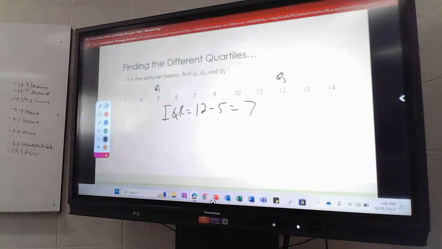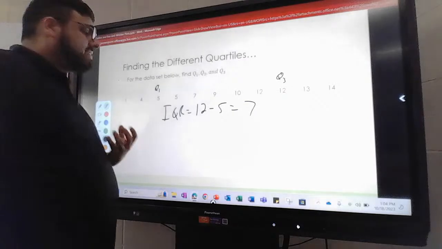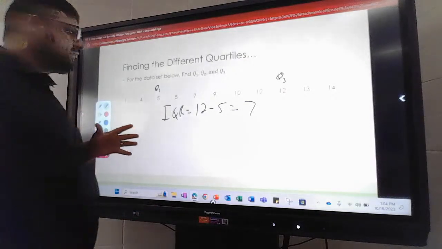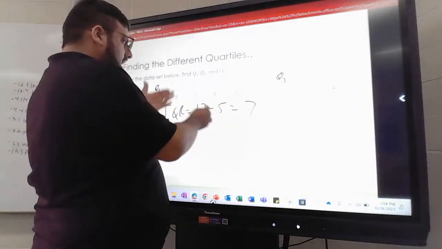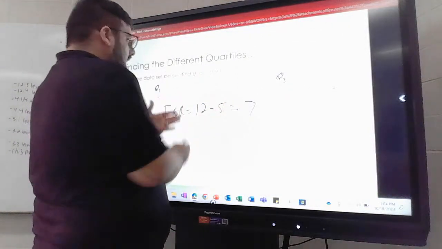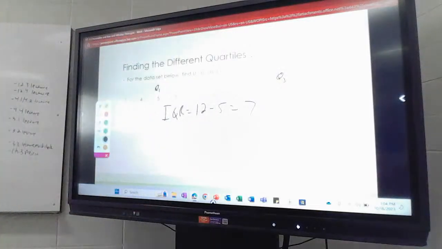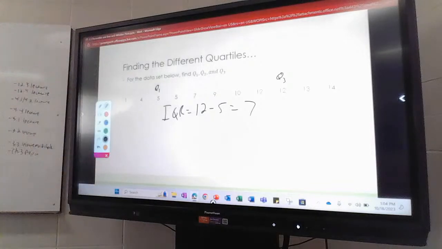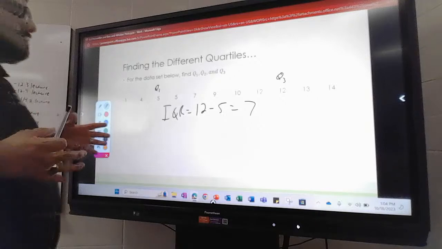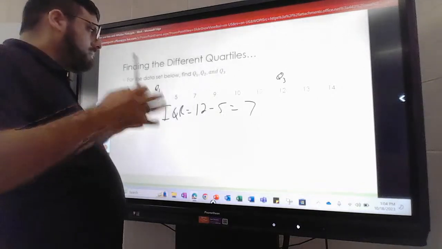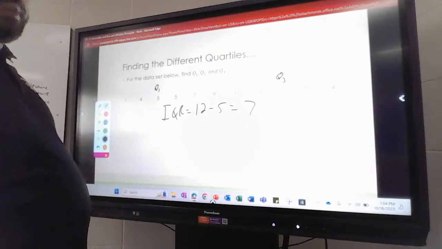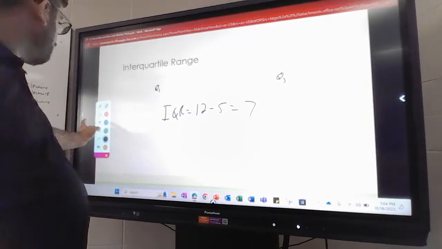Now, 7 is a pretty small number, so that tells me that the middle half of your data isn't necessarily too far spread out. I mean, look at the data itself. I got 7, 9, 10, 12, even a 5. These are relatively close values. So again, just like variation or standard deviation, the smaller your interquartile range is, the less spread out the middle half of the data is. Similarly, a larger interquartile range means a larger spread.